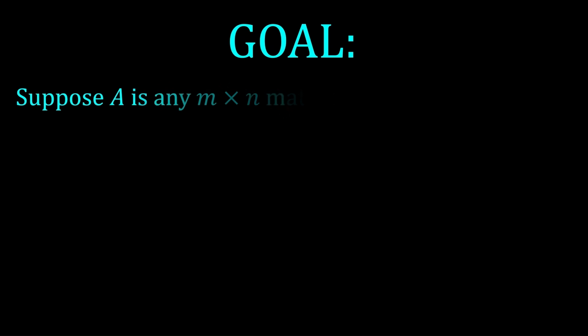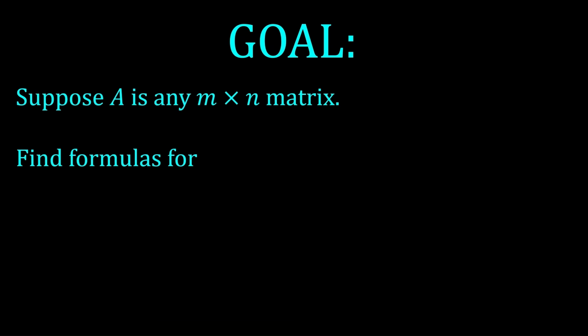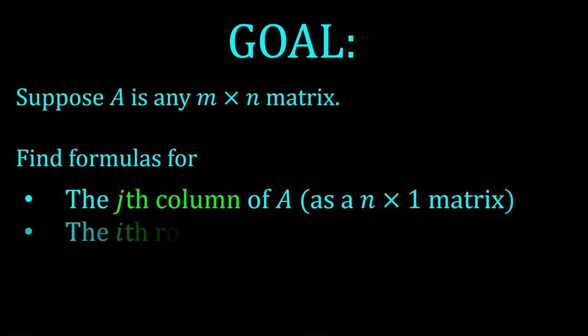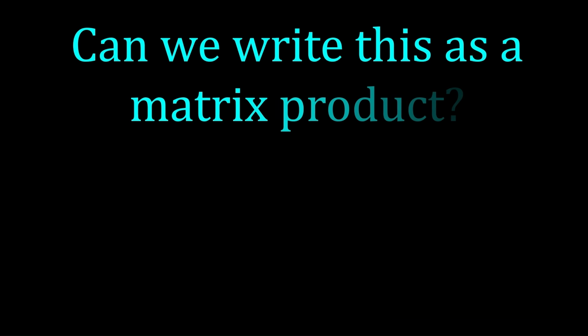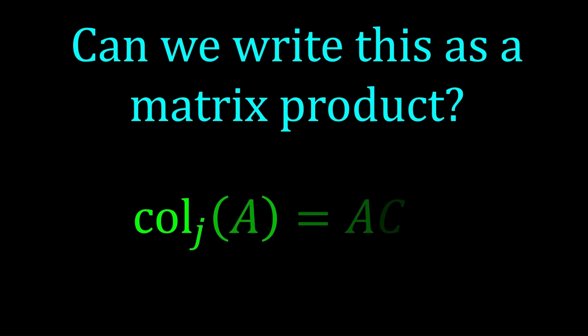Now, can we find a formula for these in terms of A, i, and j? We'll also do it for the ijth entry, not just the columns and rows. So let's try this. First, let's do the column. Okay, so we're going to assume that this has a nice form. We'll assume the formula is a matrix product, meaning we'll assume that there's some special matrix C such that A times C would extract the jth column of A. And we just want to find what that matrix C is.